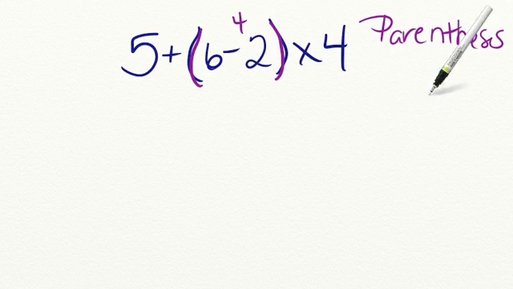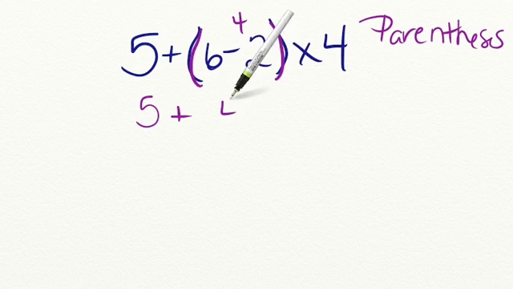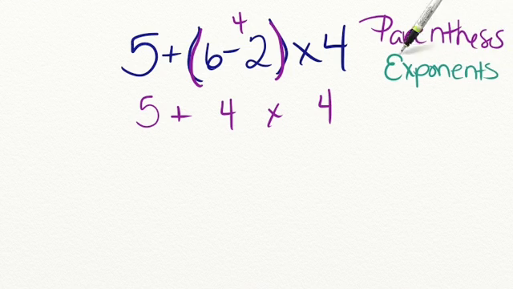Now, when you're working with order of operations, you always want to rewrite the problem so that you don't get confused, because sometimes these long equations can get pretty messy. So now I'm going to rewrite 5 plus 4 times 4, because I have now solved what was in the parentheses. Your next step is to solve any exponents that are in the equation. Now, we don't have any exponents in this equation, so we can actually move on to the next step.